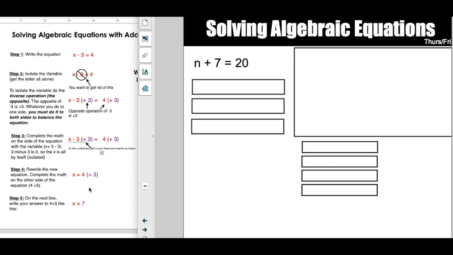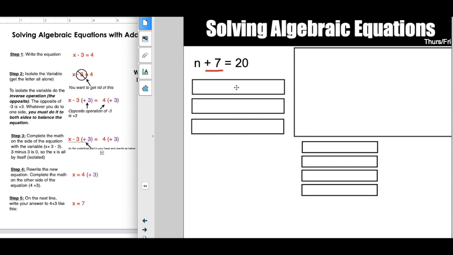The next step is to isolate the variable. So we want to get our variable all alone. To isolate the variable, I have to combine the two things that we learned about on Monday and Tuesday. I have to do the inverse operation, and I have to balance the equation by doing the inverse operation on both sides. So the opposite of plus 7 is to subtract 7.